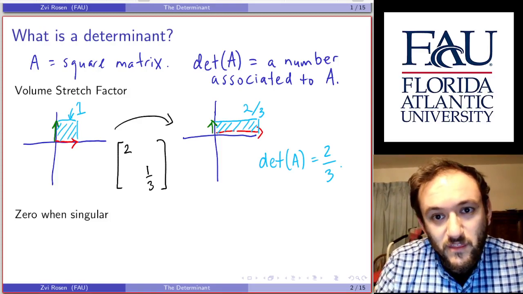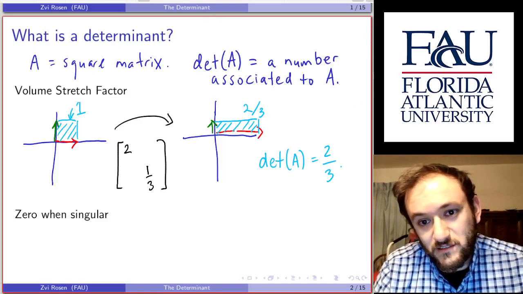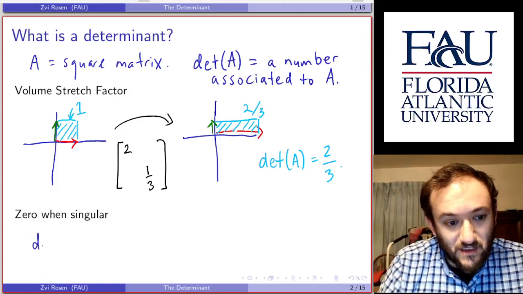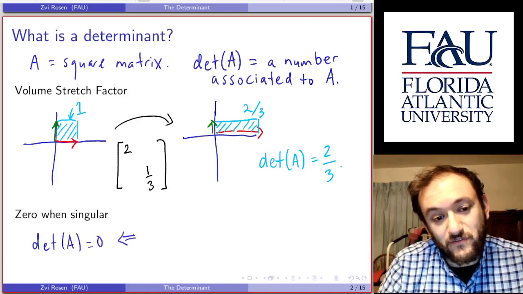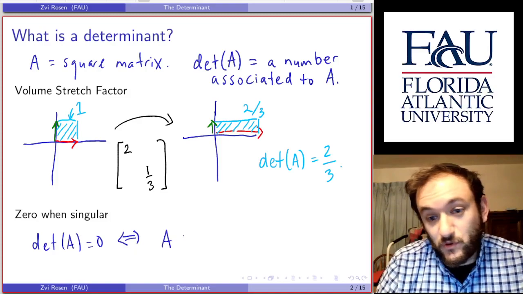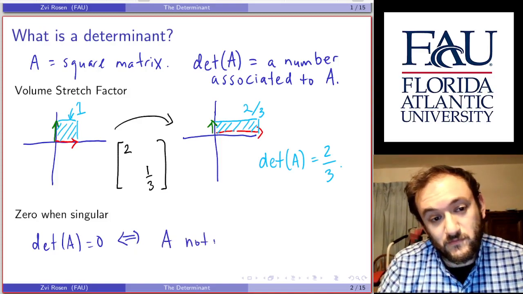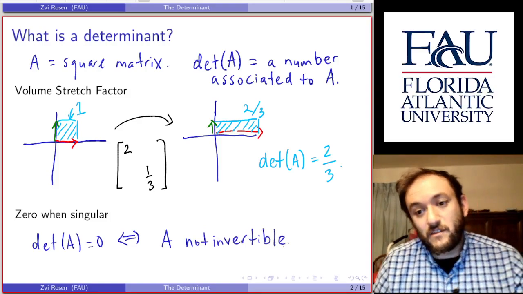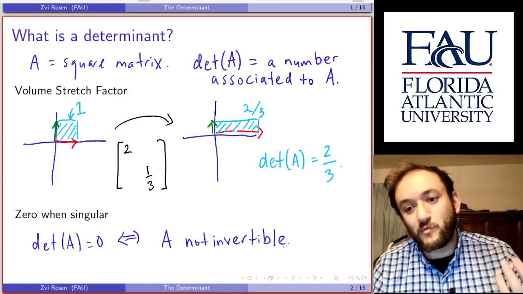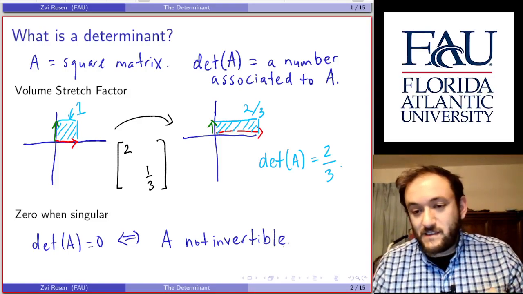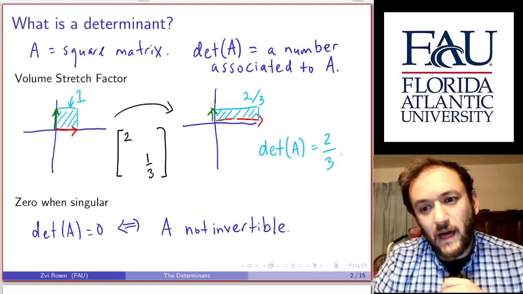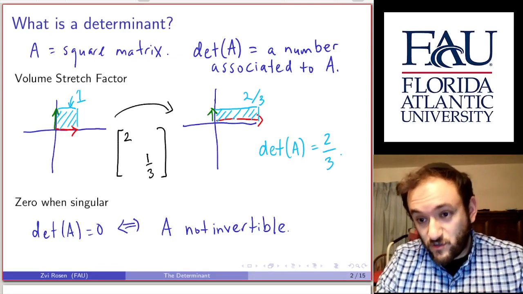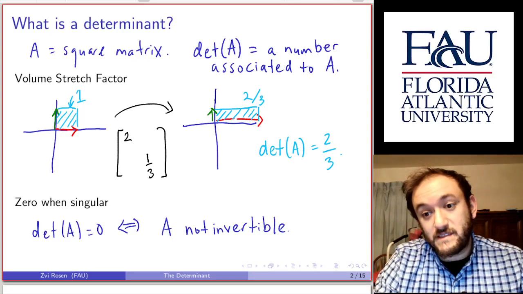Okay. The other thing that's useful about a determinant is that the determinant of a matrix is 0 if and only if A is not invertible, or A is singular. That's the other interpretation for this number. It's the number which is 0 when A is not invertible, and it's non-zero in other cases. I'll give a brief example to illustrate why the determinant being 0 corresponds to A not being invertible.